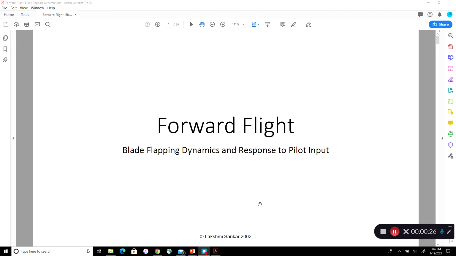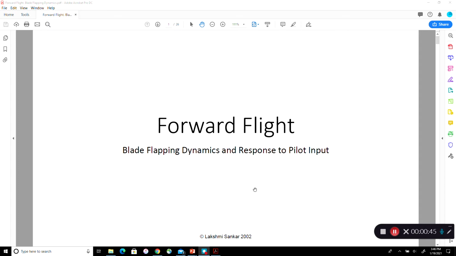alpha tip path plane angle, or the rotation of the thrust vector, so that the thrust is pointing in the direction we want to go, providing not only the lift vertically up, but also the propulsive force. So we are going to study those things in this particular module, or in this particular video.